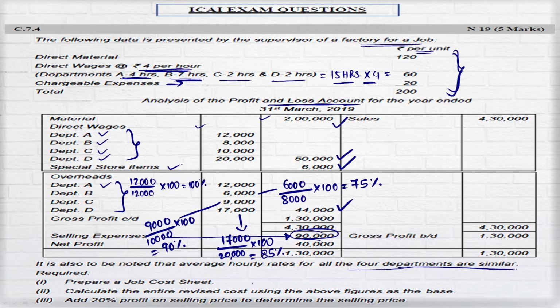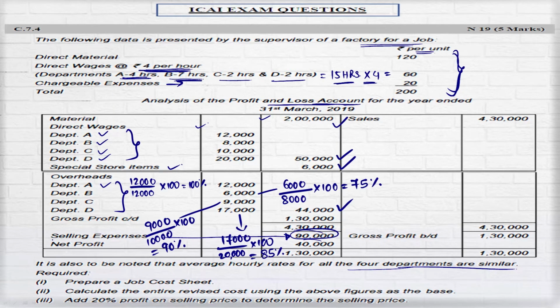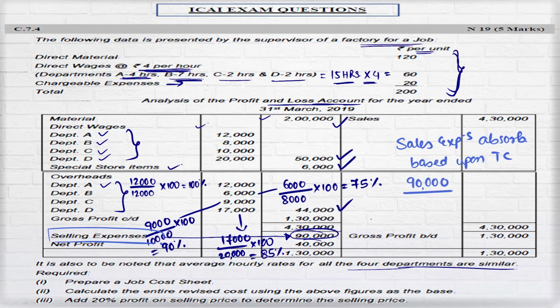There is another way out also. Can you tell me that way out? Selling expense can be based upon percentage of sales, right? But we don't know the selling price of this job, right? So this selling expense I will be absorbing based upon total cost. My selling expense, or selling overhead, is 90,000 divided by total cost of 3 lakhs.